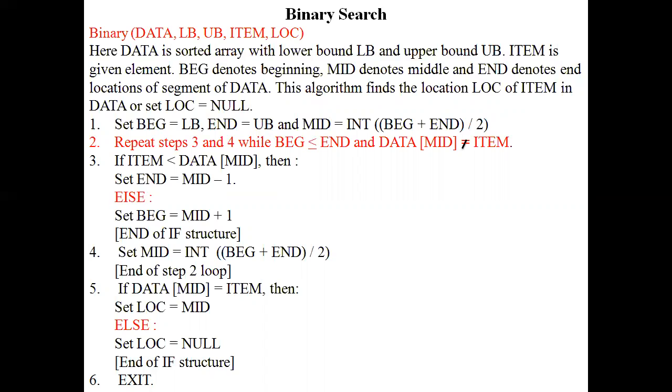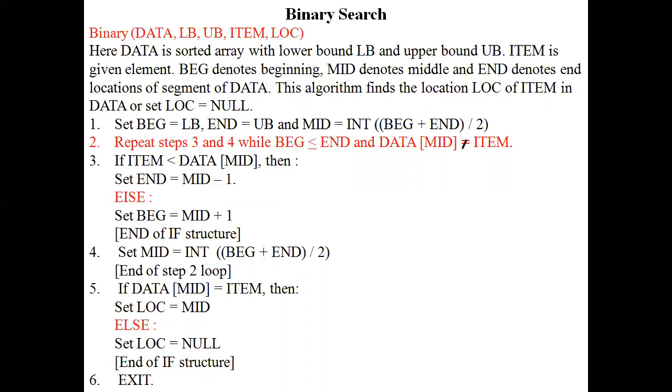ITEM is the given element. Which element we have to search, that is called the item. And the last one, LOC, means location. BEG denotes the beginning of the location, MID denotes the middle element, and END denotes the end location of the segment of data. So in this algorithm we have to see the beginning, end, and middle locations.